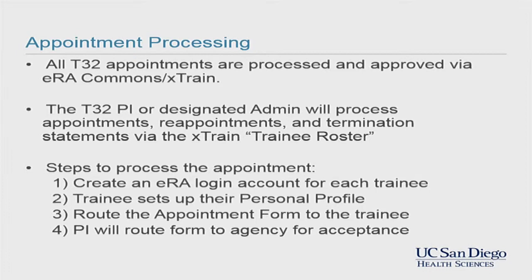So once you've identified the trainees, all of the trainees, pre-doc and post-doc, are going to be set up or processed through X-Train. To process the appointments in X-Train, your PI can assign a delegated admin to initiate the appointments. And so you are going to first identify the trainees and then determine whether or not they have an ERA login or an ERA account. So to do that, you can look them up in X-Train. You look them up by their first name, last name, date of birth. And then if they don't have an ERA account, then you can request one on their behalf.